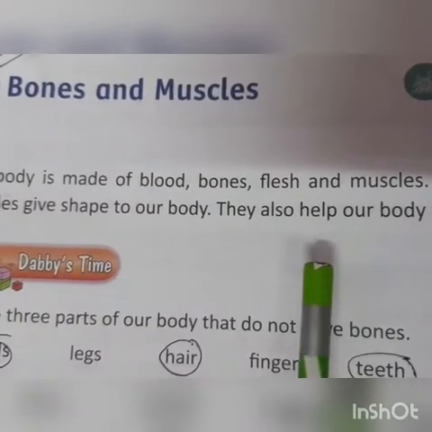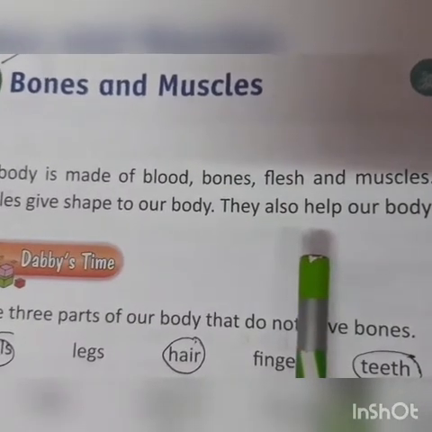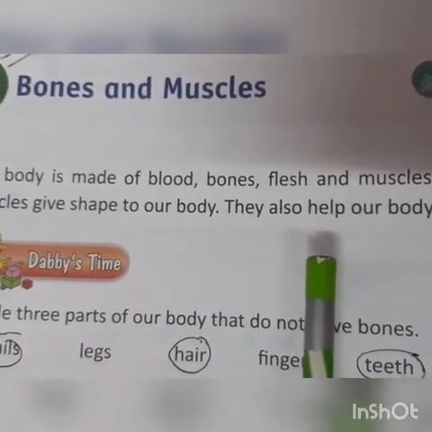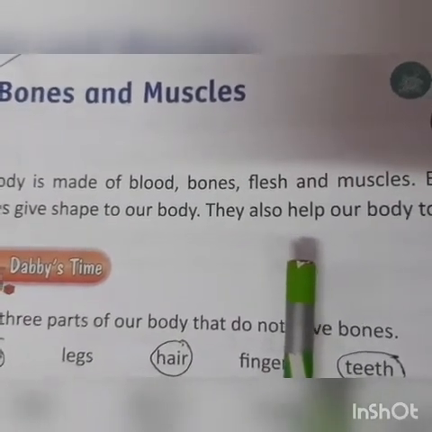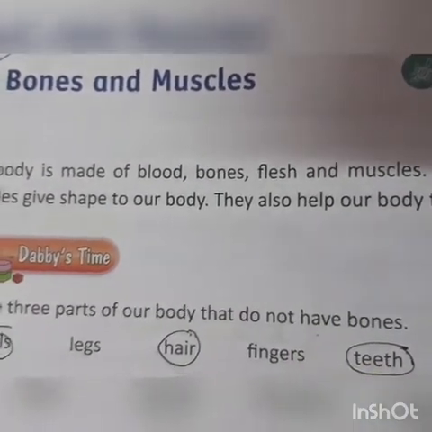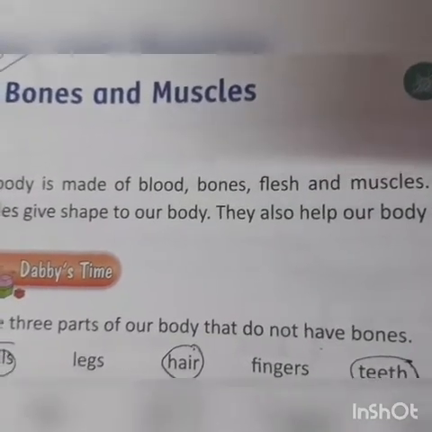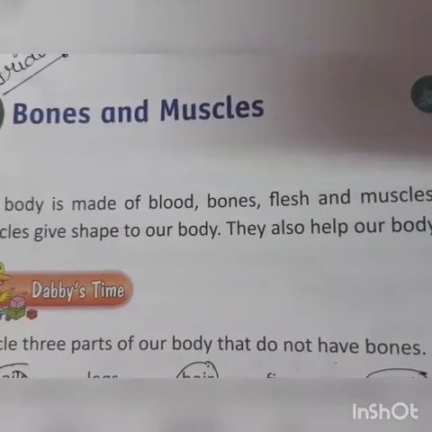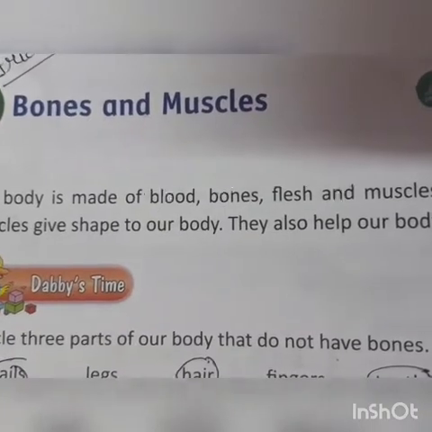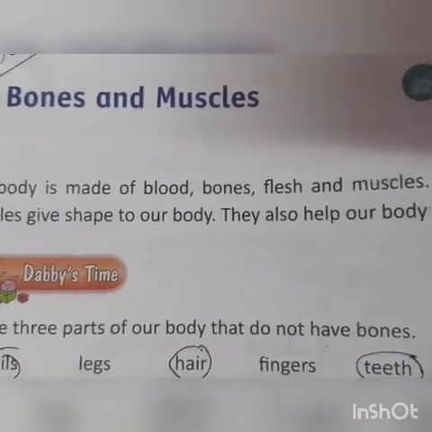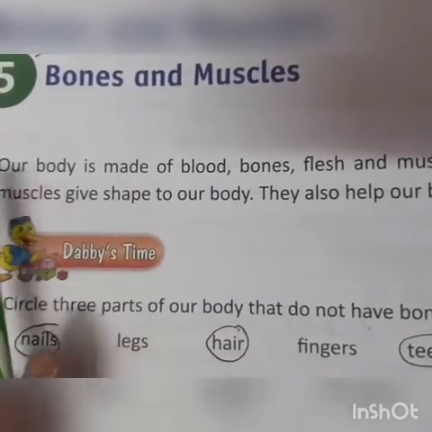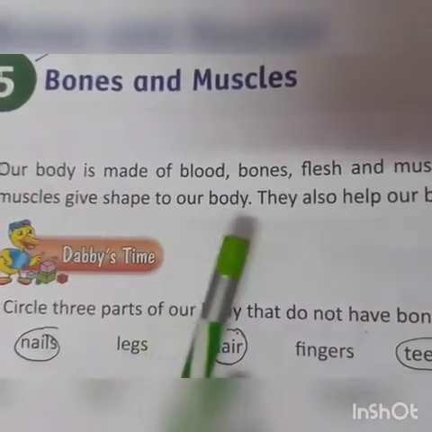How many organs are there, what all types of organs are there, how they work, how those organs are protected inside our body, and what is the function of the organs that we are going to study in this lesson, and how do the bones and muscles make our body, it gives such a definite shape to our body. So see, they help us to do work, we all know, and the very important thing is that they give a shape to our body.